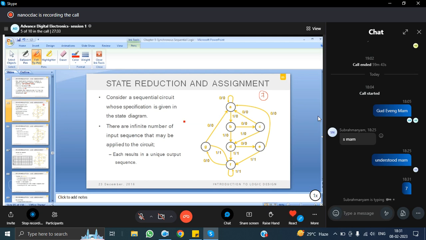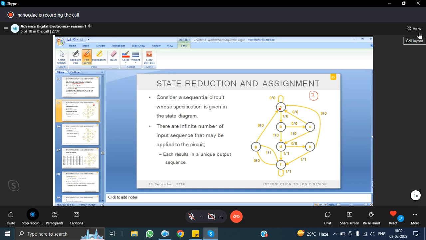There are infinite number of input sequences that can be applied to the circuit. Each results in a unique output sequence. Actually, is this a sequence detector or a sequence generator?